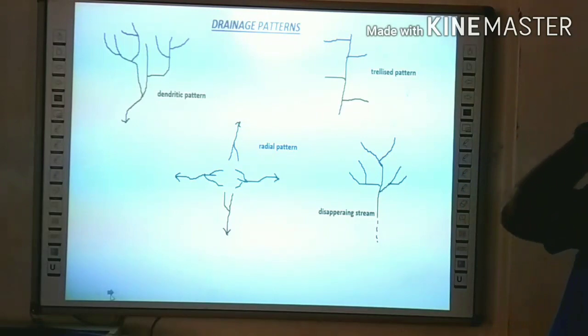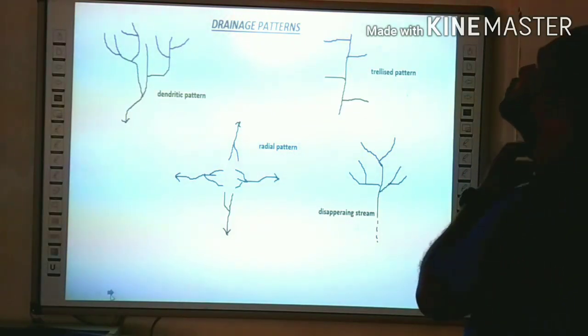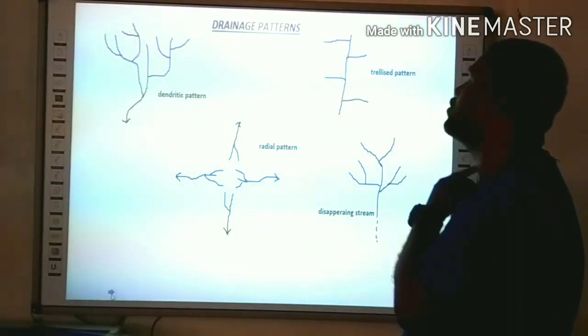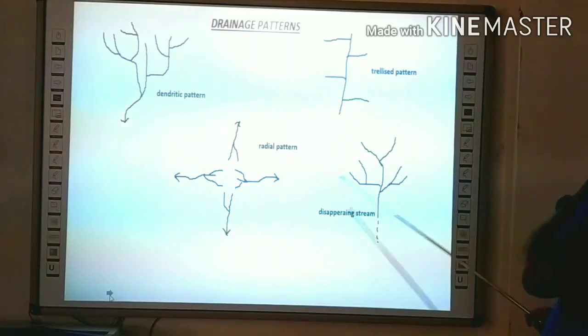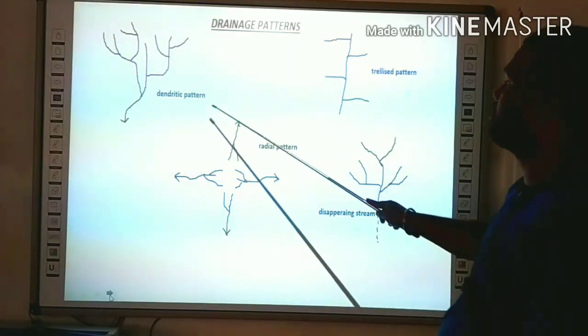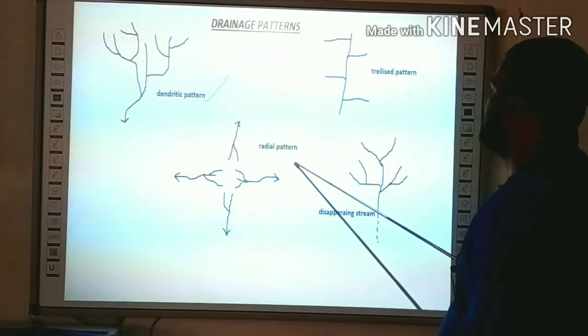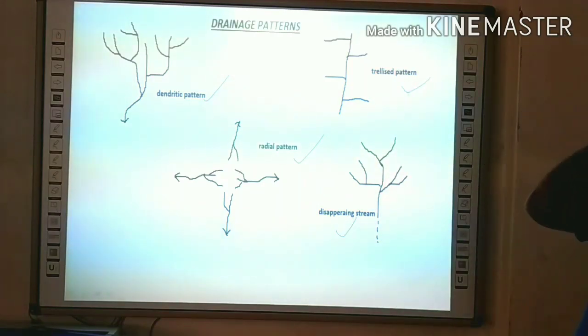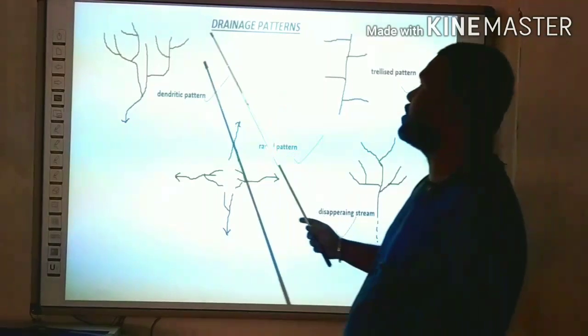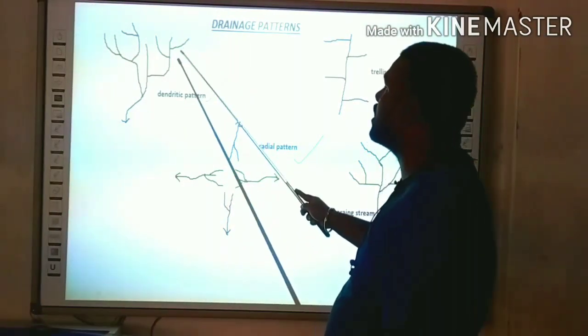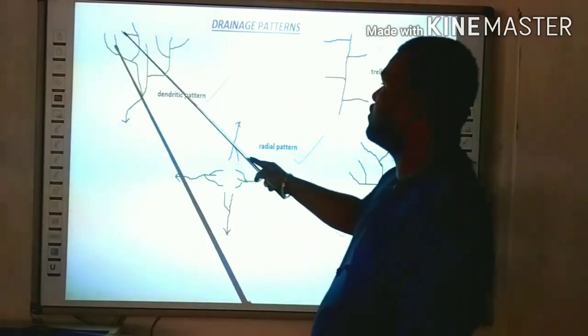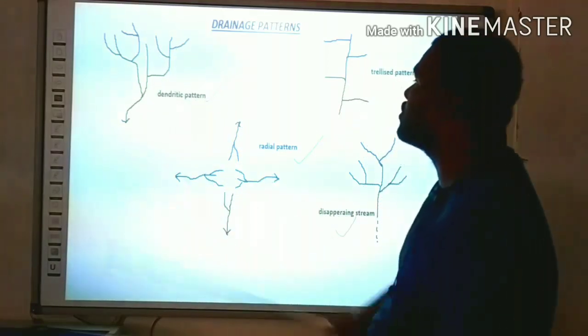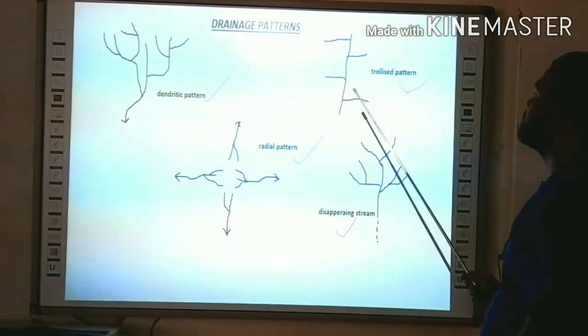Now drainage patterns. Generally the maps that you get have these 4 types of drainage pattern: dendritic pattern, radial pattern, trellised pattern and disappearing stream. Now dendritic pattern, it is very easy to identify. Why? Because it looks like a branch of a tree. You can see here it is a branch of a tree.